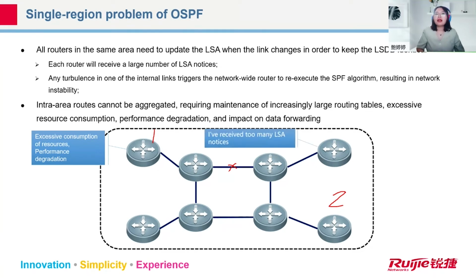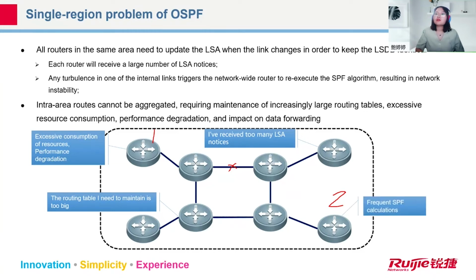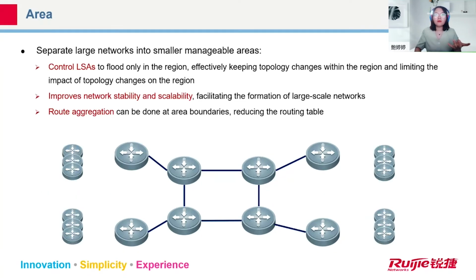And the second one, I will have received too many LSA notifications. And the other problem, maybe the routing table I need to maintain is too big. Because with a bigger routing table and more LSAs to maintain, you need more resources and higher performance. And the last one, maybe frequent SPF calculation. So how do we solve this problem? We have a solution for OSPF.